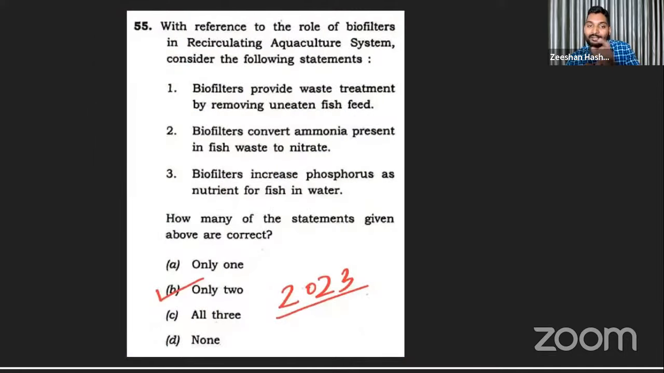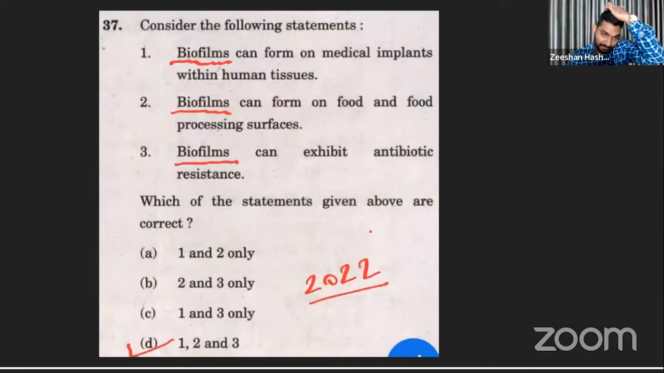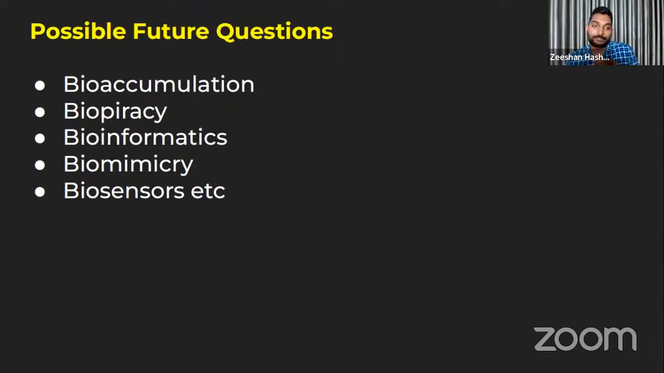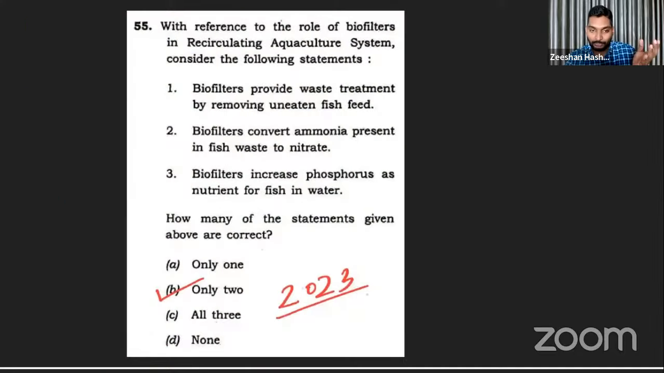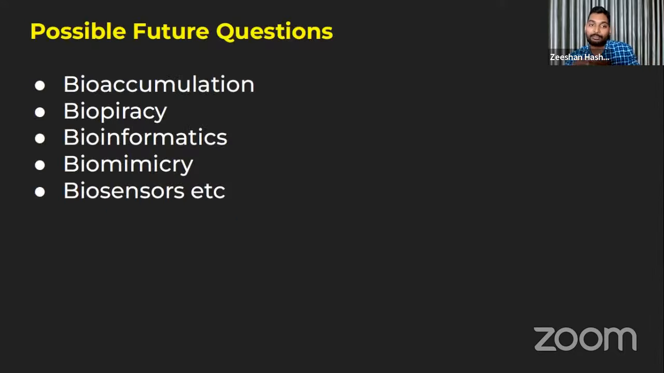Here, the word bio is being prefixed to another word and a question is being formed around it in 2 consecutive years. Now, this is an example from 2023 and this is from 2022. Now, keeping in view the PYQ anchoring being done by UPSC, what can we expect? What can be the possible future questions that we need to be prepared about? It can be on bio accumulation because we have seen biofilms and biofilters.